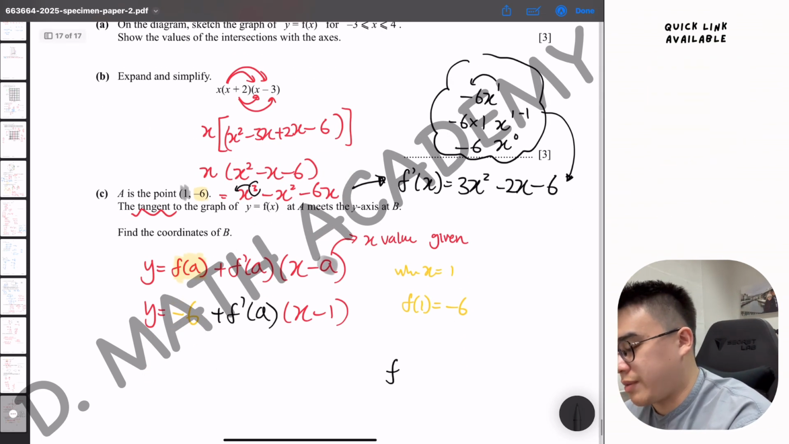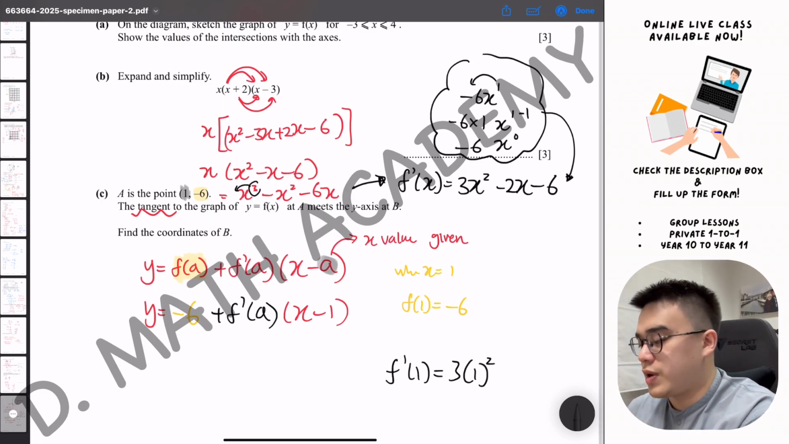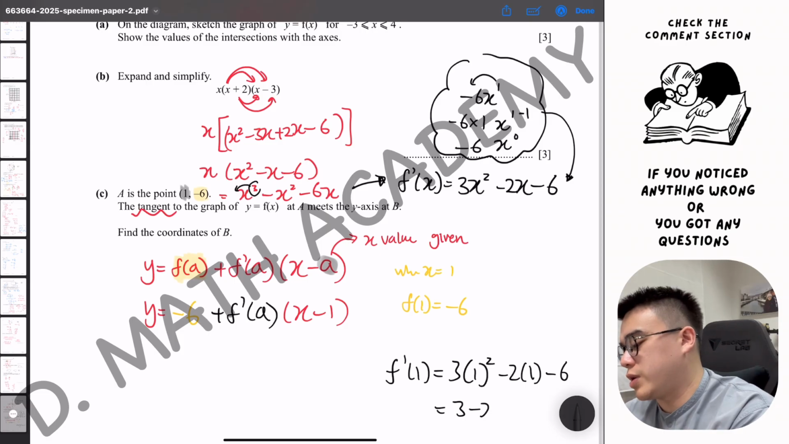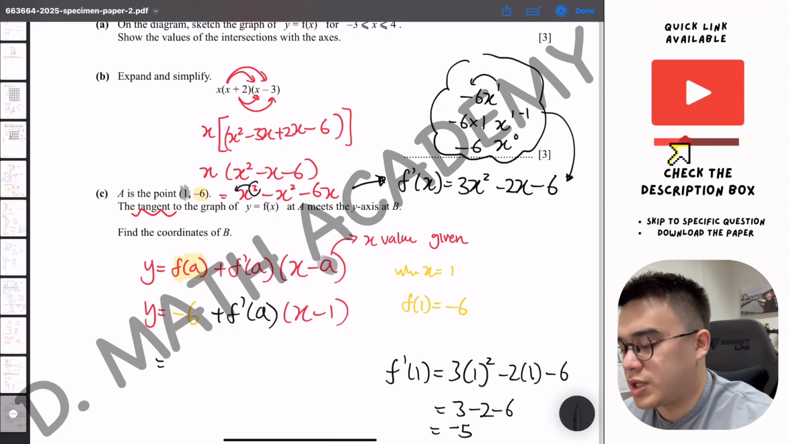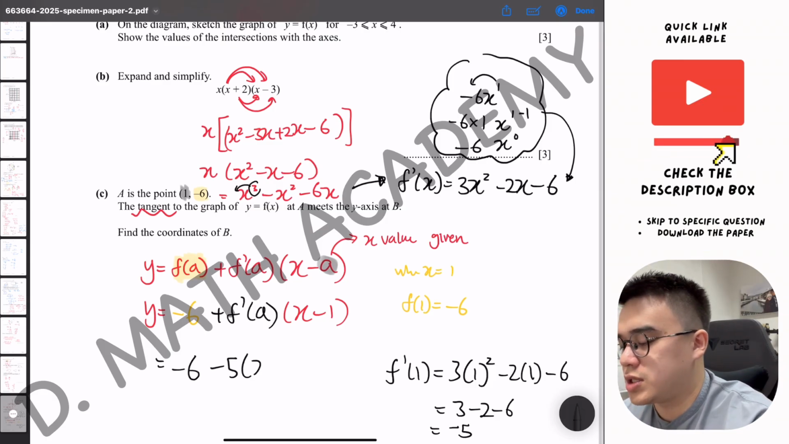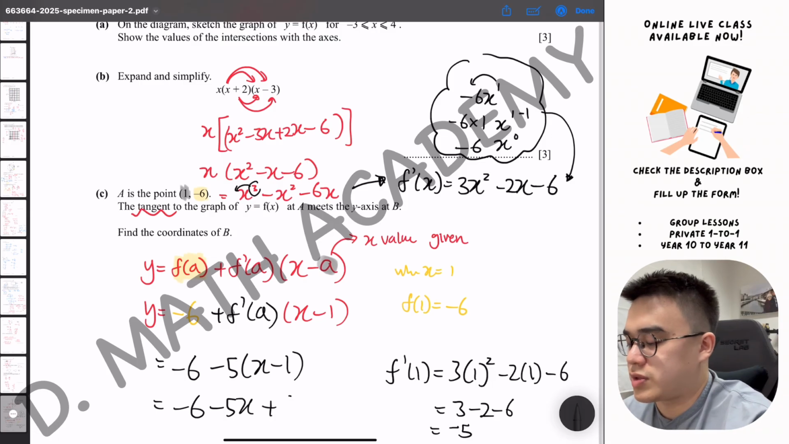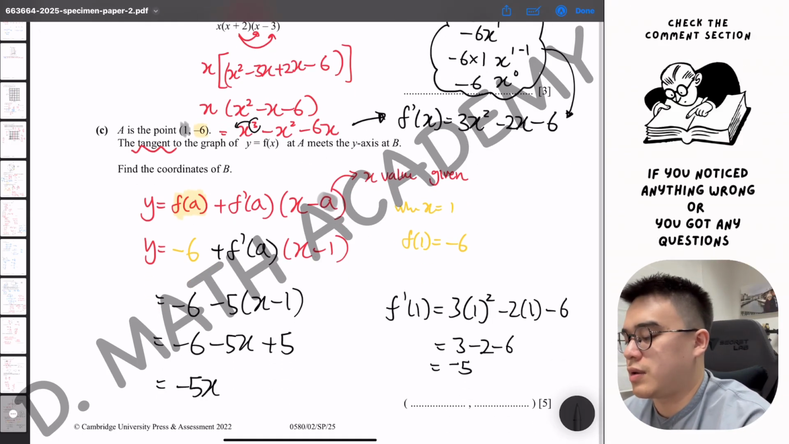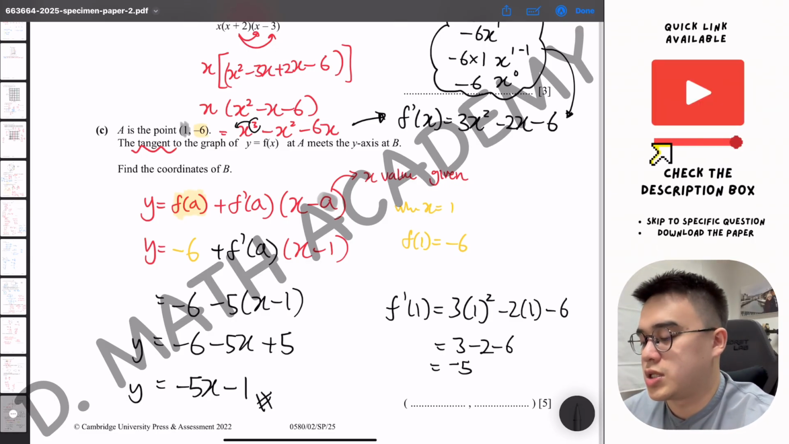So last step, which is to sub in the 1 that was mentioned earlier. 3 times 1 squared minus 2 times 1 minus 6. You will get -5. So this is how you get your answer. When you expand it out, you get -5x plus 5. The final answer is -5x minus 1 as your final answer.